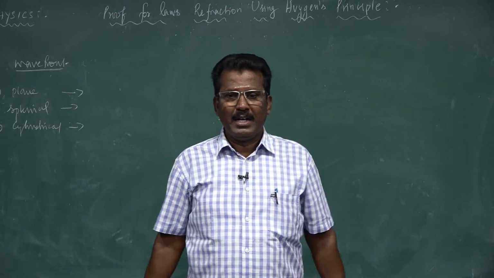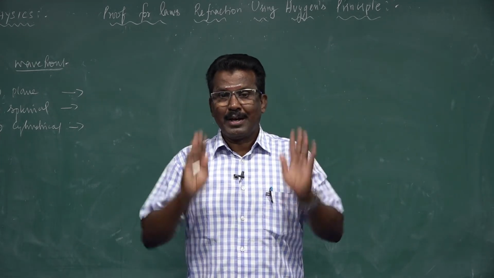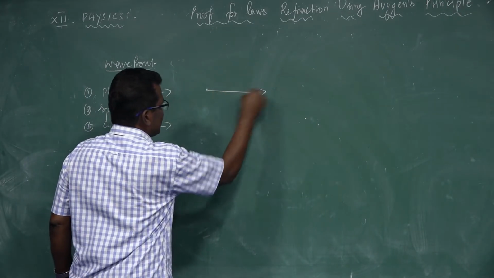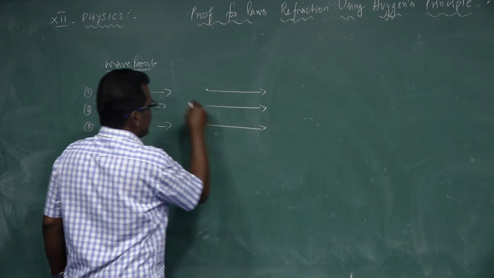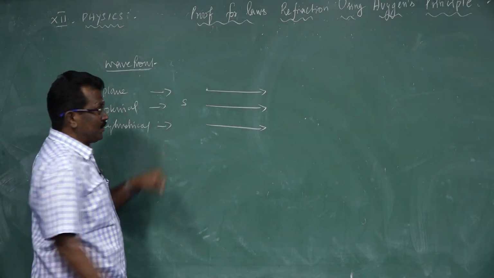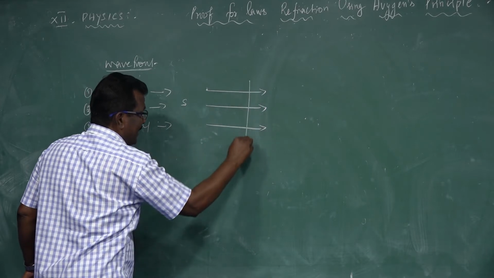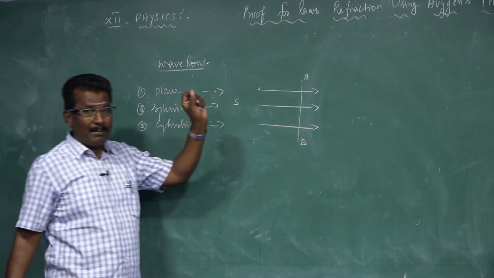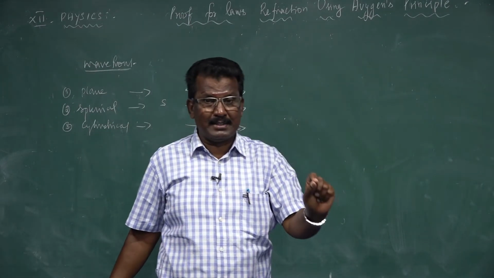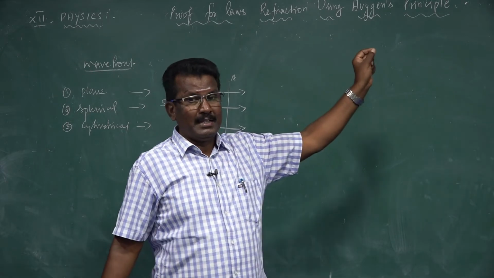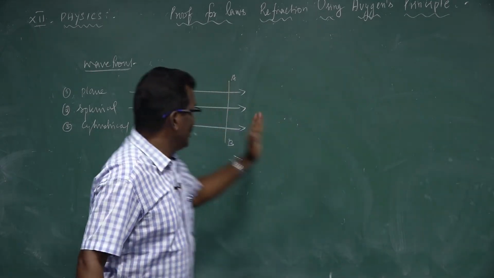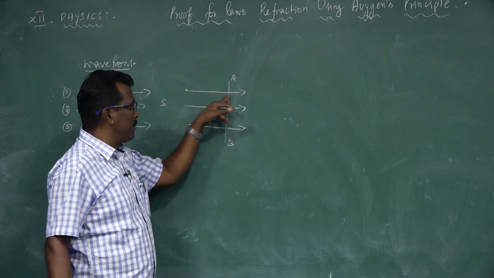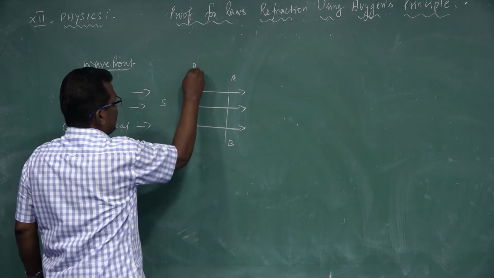What is a plane wavefront? If light comes from a source at infinite distance, the kind of wavefront is plane. Light coming from infinite distance, or a source of light kept at infinity, gives a plane wavefront. A plane wavefront is always perpendicular to the direction of the incident beam.